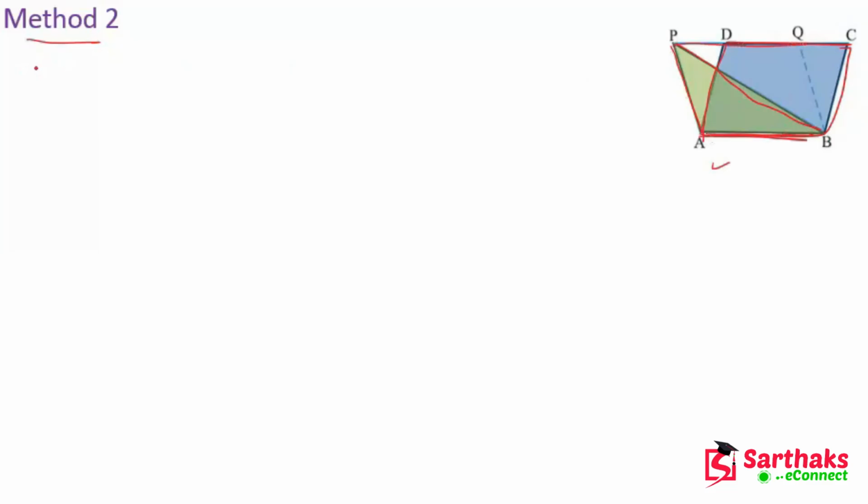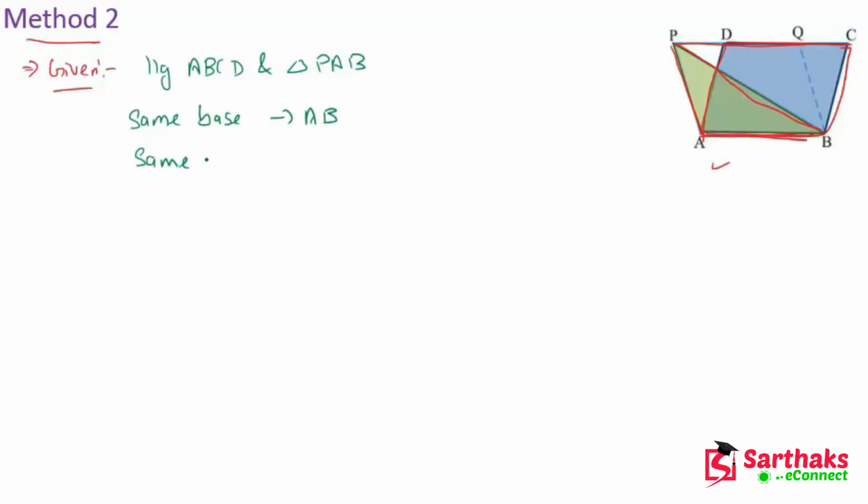So again, first of all, write the given part. We have a parallelogram ABCD and triangle PAB, and these two figures are on the same base. So what is the same base? The same base is AB, and the same parallels are AB and PC. Okay, got it?